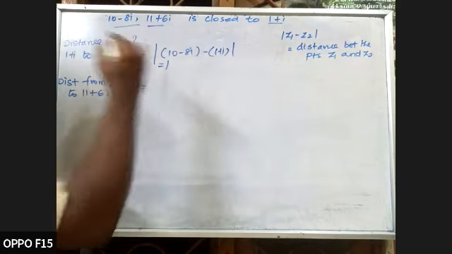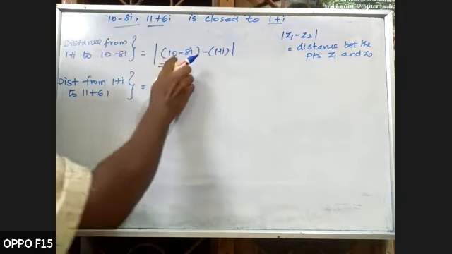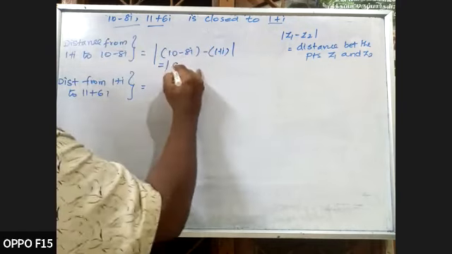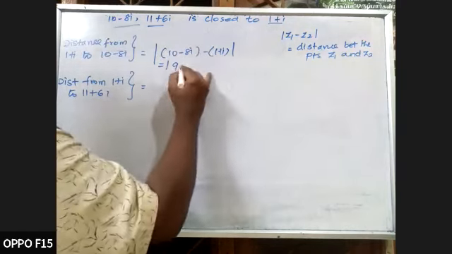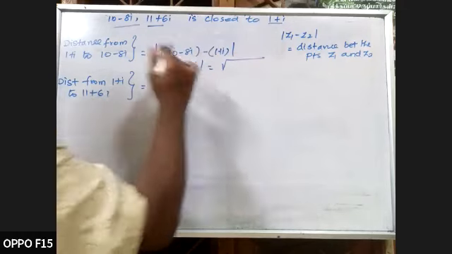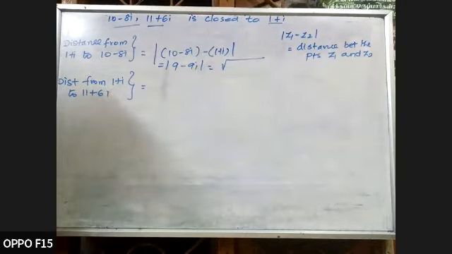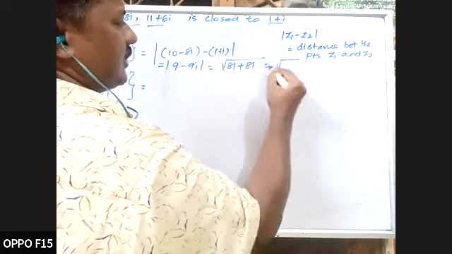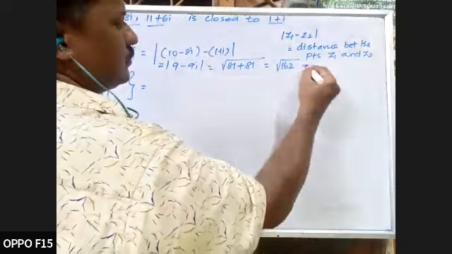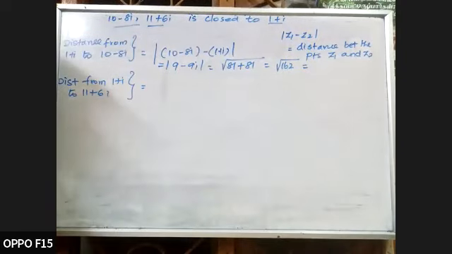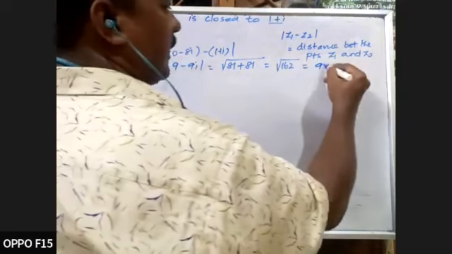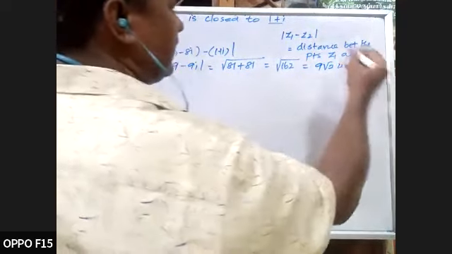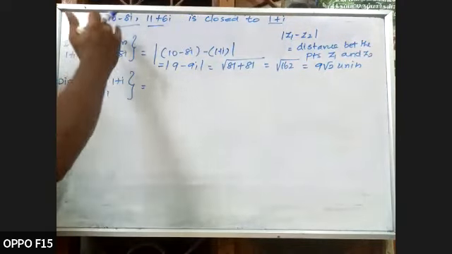Now just subtract the real part separately. You know how to subtract: 10 minus 1 is 9, and minus 8i minus i is minus 9i. So the modulus of this, we all know, is root of a square plus b square. I can write this as 9 square, 81, plus 81, which is equal to 162. How can we write 162? 81 into 2. Square root of 81 is 9. Therefore 9 root 2 units is the distance from the point 1 plus i to 10 minus 8i.